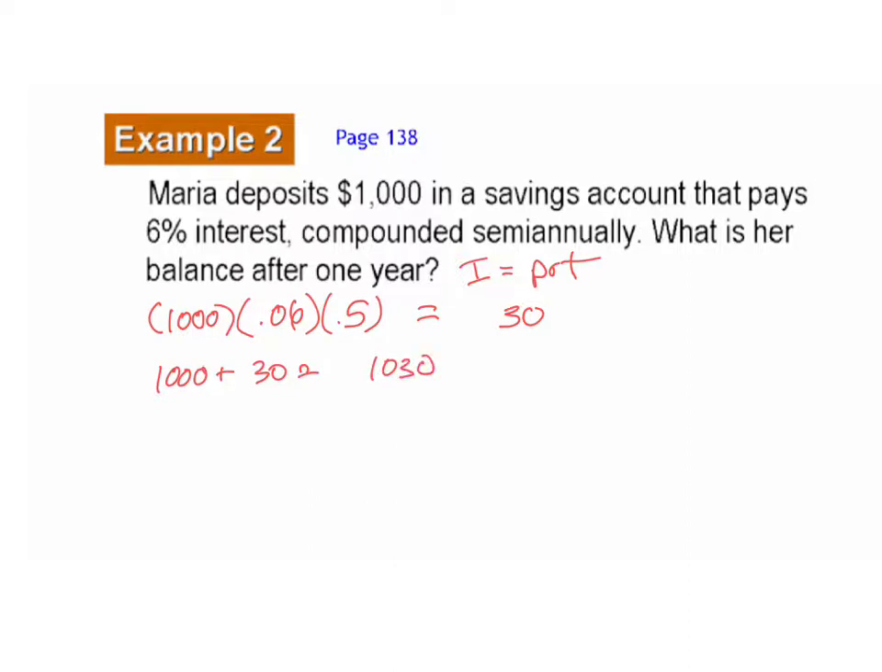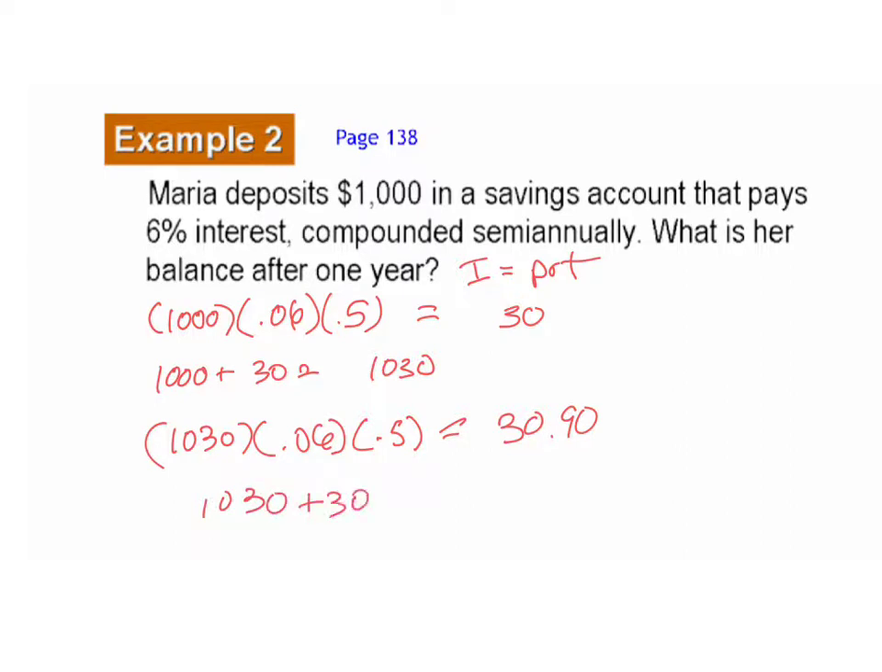Now, we do it again for the second 6 months. Our principal now is 1030. It has compounded. Times 0.06 times 0.5. And that equals $30.90. So, we add that to our principal. And our total after 1 year is 1060.90. Get that down and we'll go to our next slide.